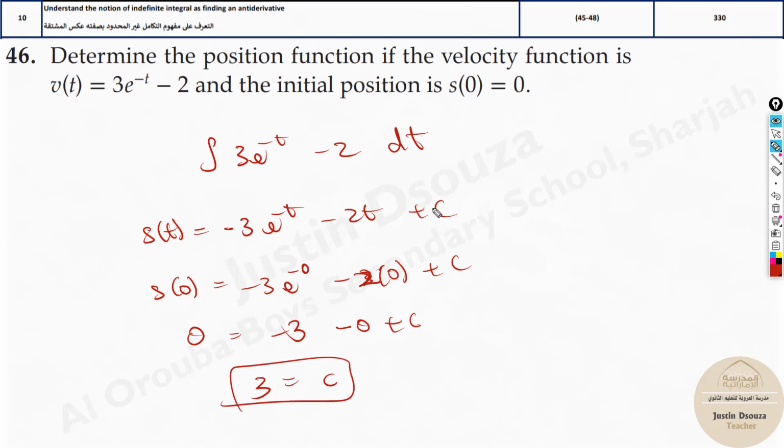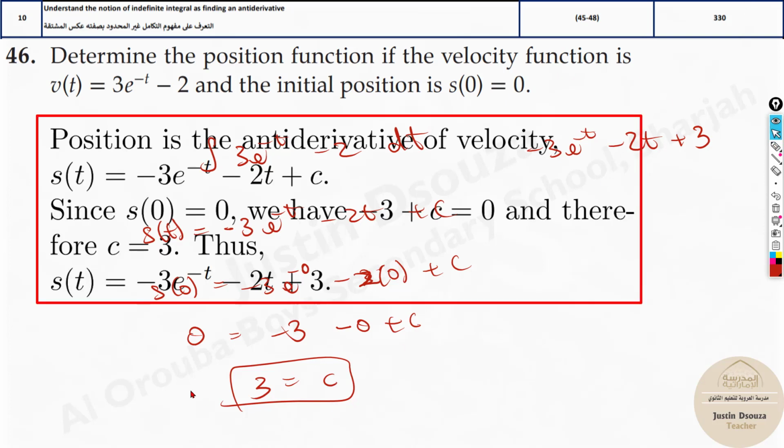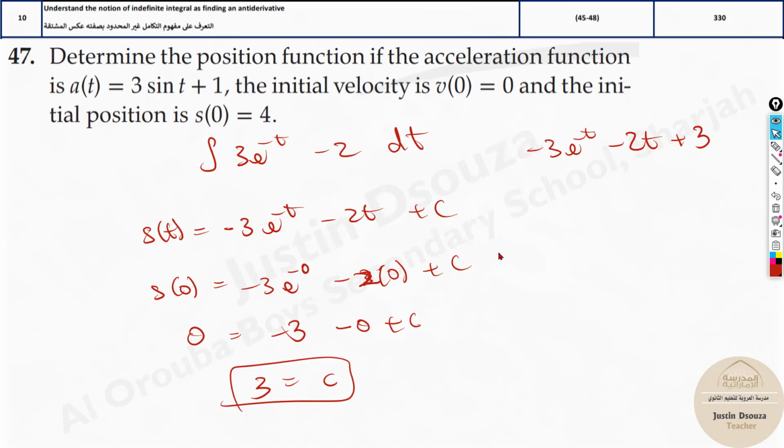So this function over here, minus 3e to the power minus t minus 2t plus 3, would be the final answer. So that's how we solve this one. You can see the answer is negative 3e to the power minus t minus 2t plus 3. It's not 0. Don't directly take it.